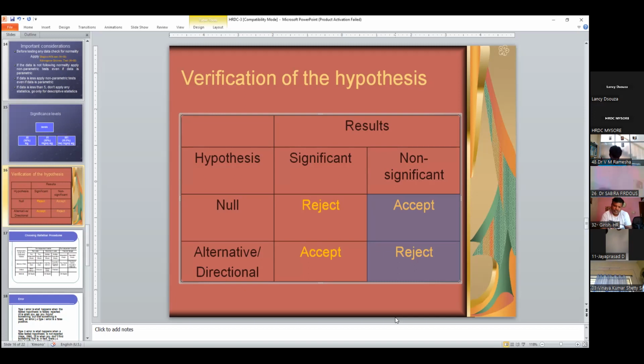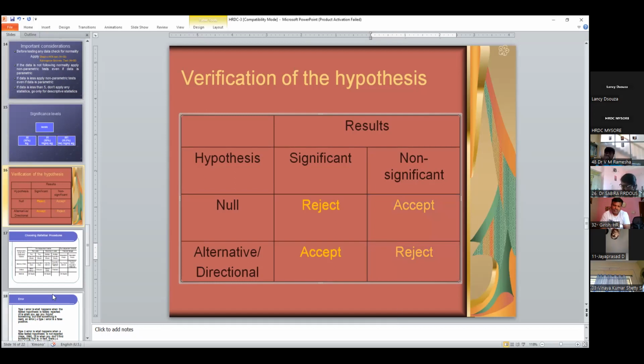So now, if you are forced to accept the null hypothesis and forced to reject the alternative hypothesis, you end up with the two types of technical errors called type 1 and type 2 errors. So what are those type 1 and type 2 errors?